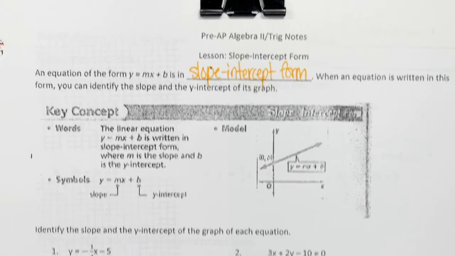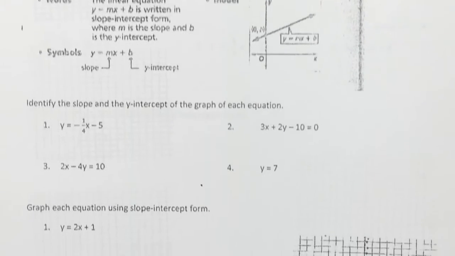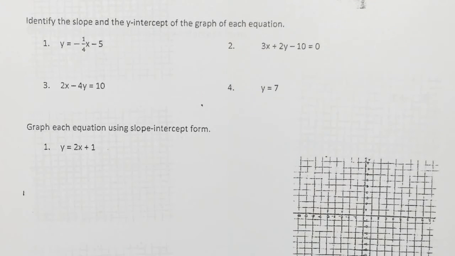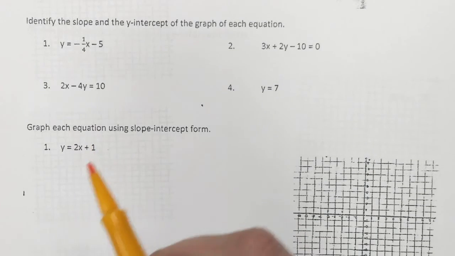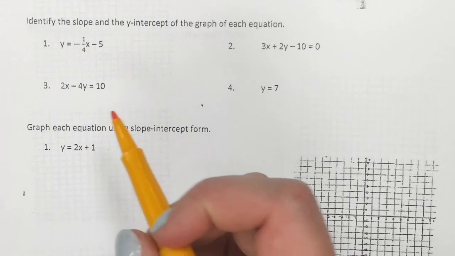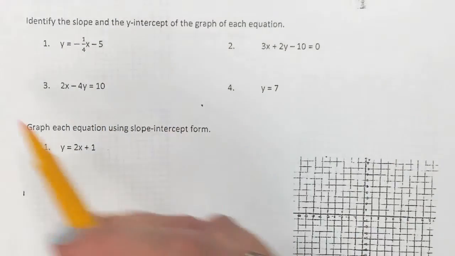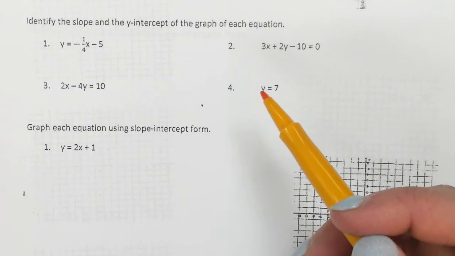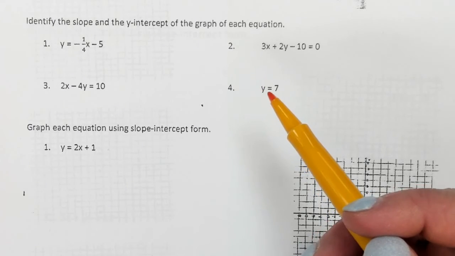All right, what about that first little section? It says identify the slope and the y-intercept of the graph of each equation. So let's look at number 1. In order to use slope-intercept form, what do you have to do to all of these equations first? What's so special about slope-intercept form, though? What do I have to do? Get y by itself, right?